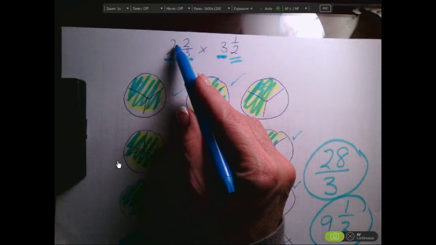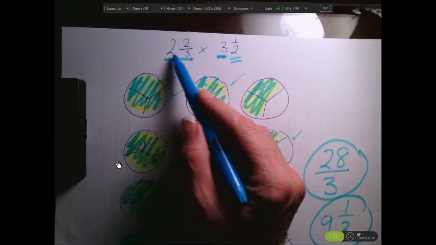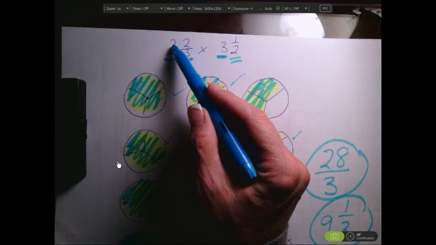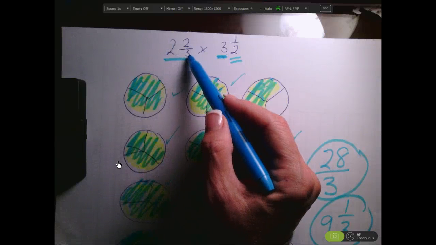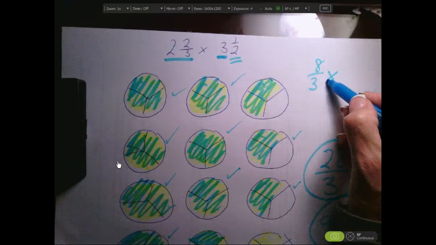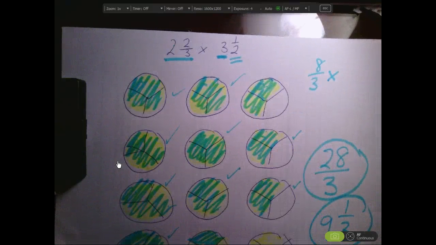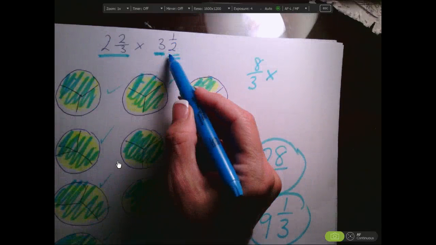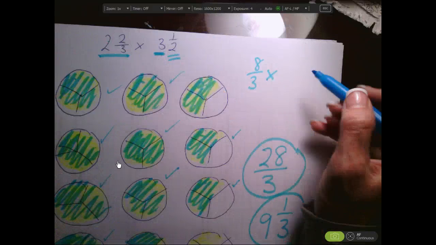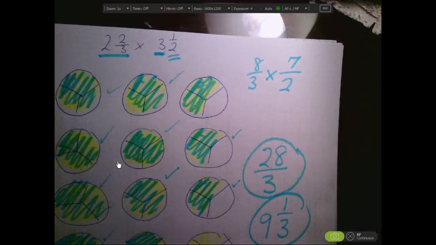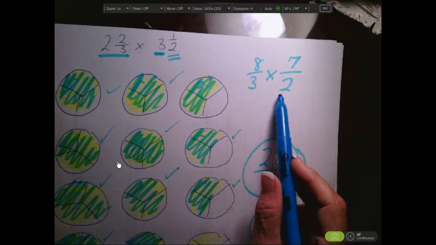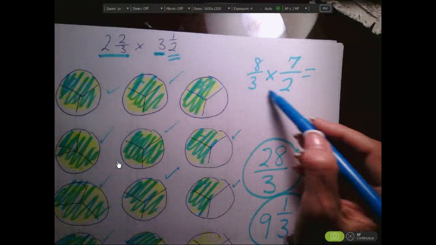So we have 2 and 2/3. I'm going to turn that into an improper fraction. I have 2 times 3 is 6, plus 2 more is 8/3, times, and then we have 3 and 1/2. So 3 times 2 is 6 and 1 more is 7 halves. So I could turn those into these fractions like this and multiply straight across.